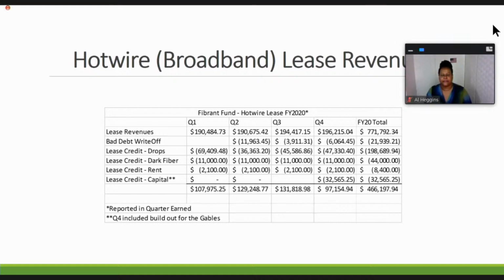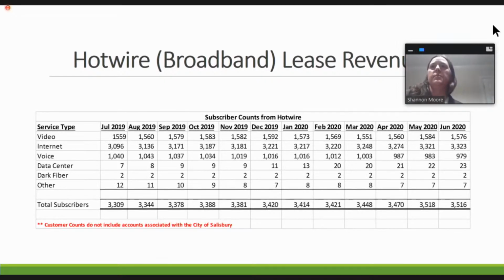Thank you. Okay. If there's no additional questions, I'll go on to the next slide, which are the net subscriber counts. These come directly from Hotwire. And you will notice from the beginning of the previous fiscal year, July of 2019, there were a total of 3,309 unique subscribers. And by the end of the fiscal year, we were at 3,516, which is a net increase of 207 throughout the fiscal year. And these do not include any of our individual accounts that the city handles.